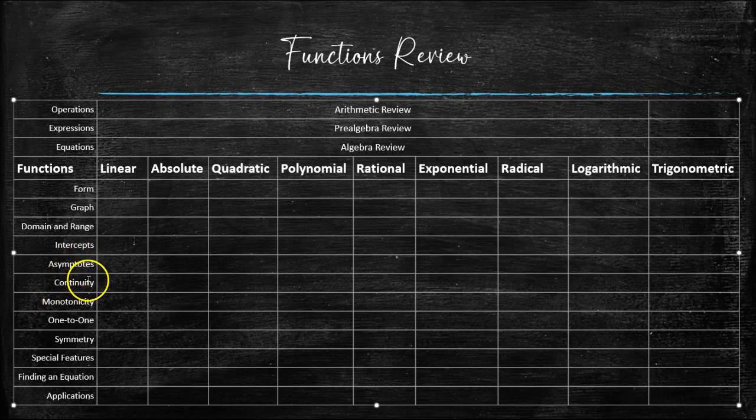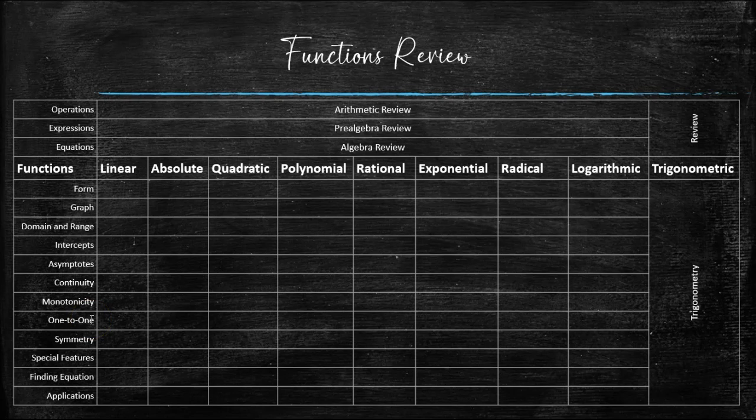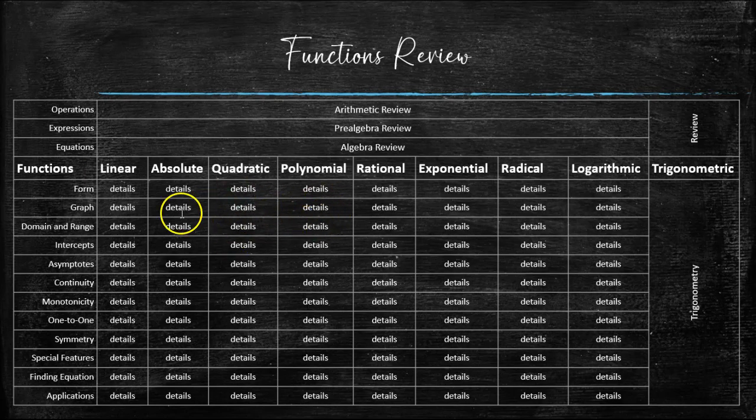So let me just finish the list. That means you can discuss the monotonicity, whether the function is one-to-one or not, whether it's symmetric or not, whether it has any special features, and you should be able to find an equation of this function given some information, and you should be able to know basic applications for each type of function. So eventually you should be able to provide details in all of these, let's call them cells, right?